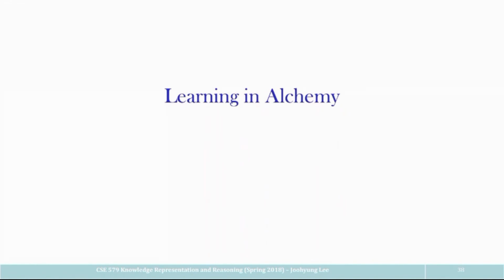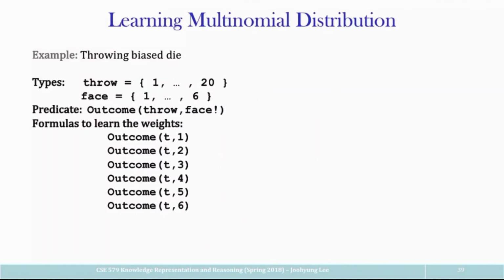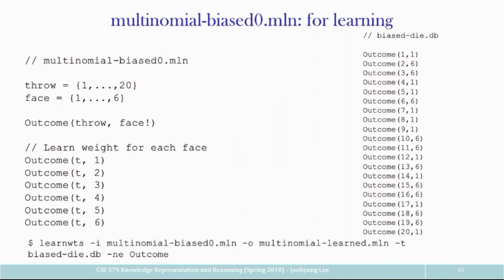Okay, let me go through a few more examples. Learning a multinomial distribution. Here we have a die, and we throw it 20 times, and each throw can return one of the values from 1 to 6. So how do we learn the weight of this? This time the data will be given to us, and it's some biased distribution.